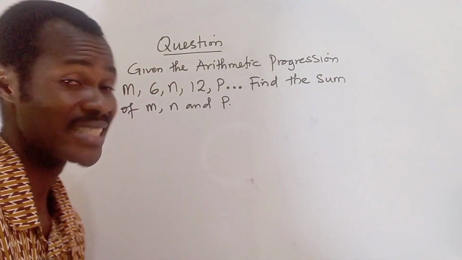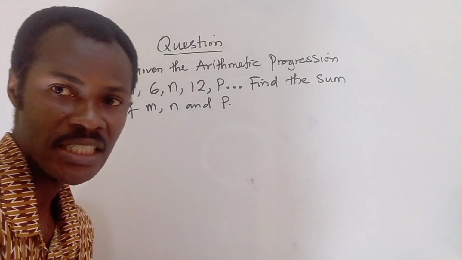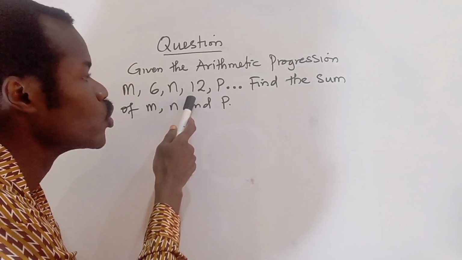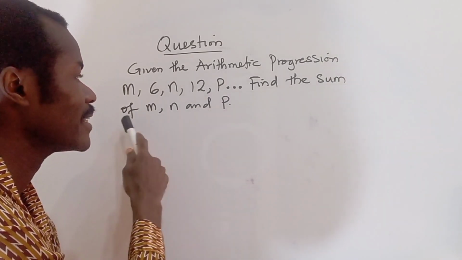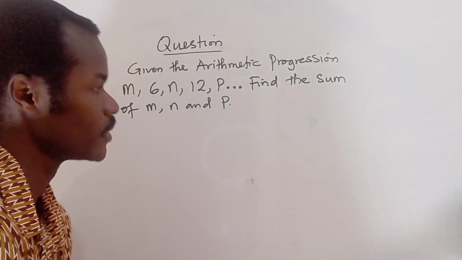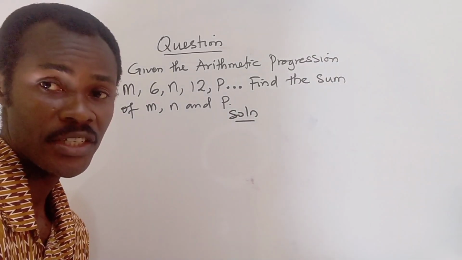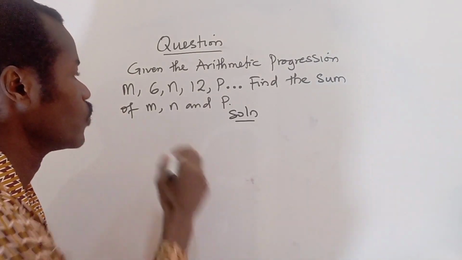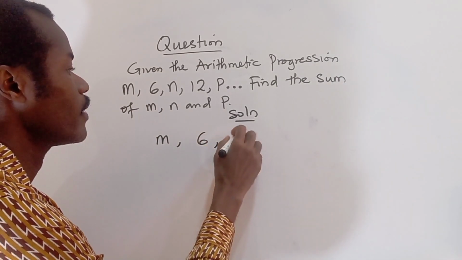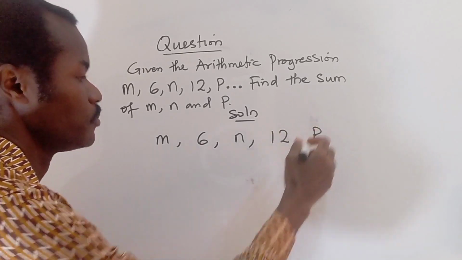Alright, so let's get right into today's question. It is on sequence and series. The question says, given the arithmetic progression M, 6, N, 12, P, find the sum of M, N, and P. So how do we solve this? First, let me bring out the arithmetic progression. We have M, 6, N, 12, and P.